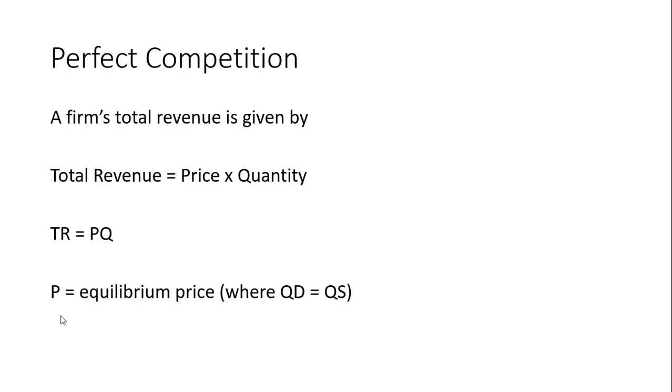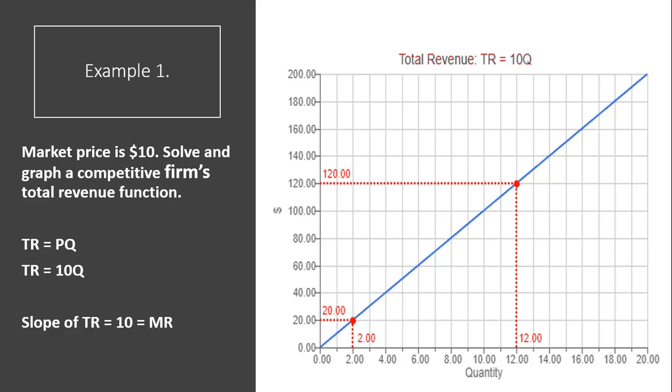And in perfect competition, the price is the equilibrium price. The competitive firm is a price taker, so it takes price as a given. It doesn't set it. And the equilibrium price occurs where the market quantity demanded equals the market quantity supplied. So in example 1, the market price in this competitive market is $10. We want to solve and graph the competitive firm's total revenue curve or function.